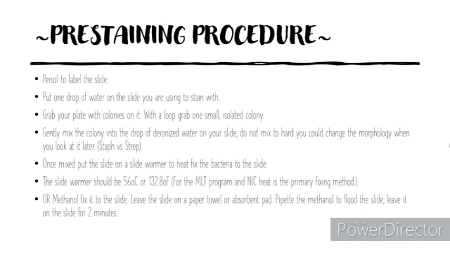So usually we'll just go with 1 small isolated colony, or even that might be too much for a gram stain. So for staph, usually I've been able to get a pretty good gram stain with just 1/4 of a small colony. It depends on the size of the colony and the size of the loop that you're using. Gently mix the colony into the drop of water that you put on the slide. This is really important because you don't want to mix too hard, or you could change the arrangement when you look at it later, like staph versus strep.